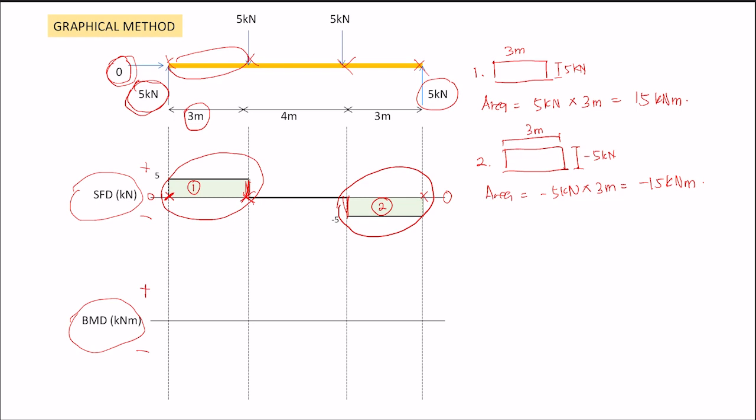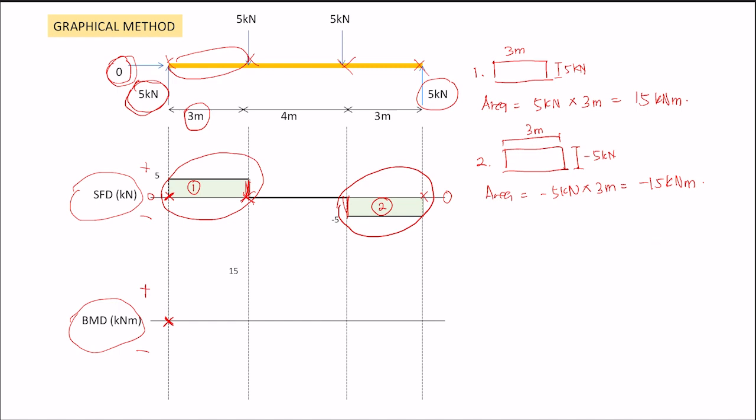Same goes with the BMD. We will start with zero on the first line. It will start with zero because there is no moment, no area yet at the first line. So we start with zero. For the next line, the second line here, we have passed area number 1, which is 15 kilonewton meter. It is positive, above 0. Meaning you just mark 15 there.